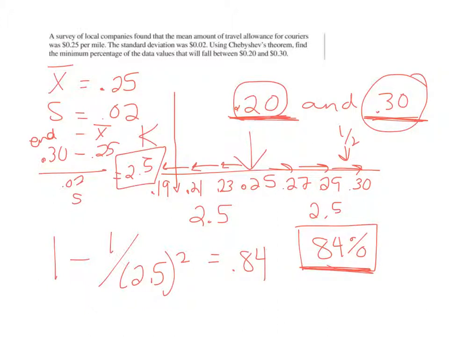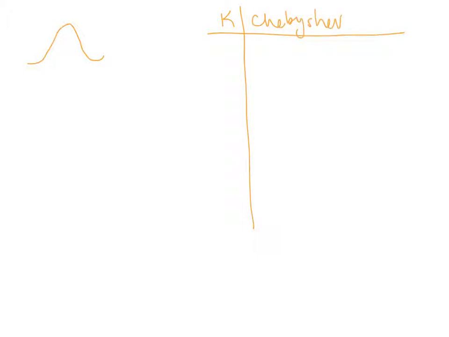Now all of this is without knowing anything about the shape of the data. Things get super crazy when you know something about the shape of the data. For example, suppose you know that your distribution is normal. It looks like a bell shape like this, right? You get more than what you get from Chebyshev's. So let's do a little quick table here. If you have Chebyshev's, you don't know anything about the distribution.